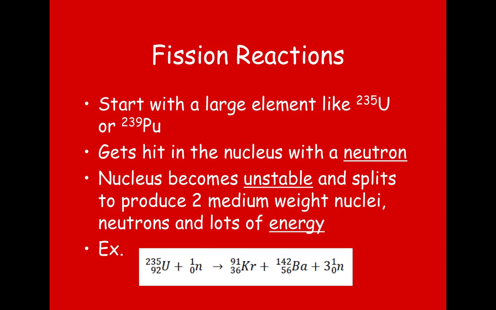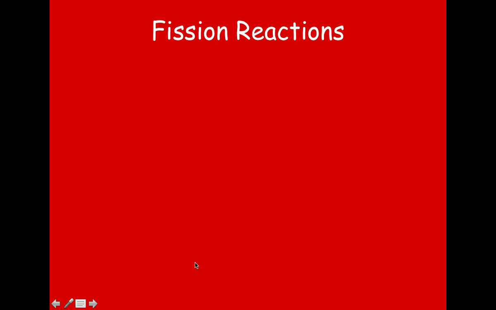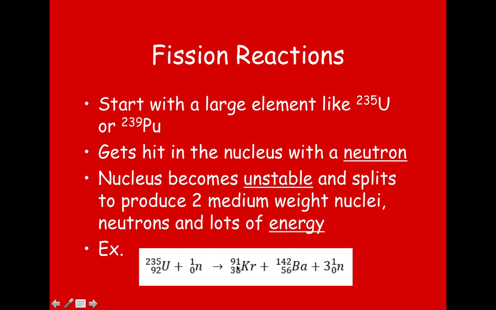So here is an example of a fission reaction. So you can see I'm starting here with uranium-235, and I hit it with a neutron, and I get krypton-91, barium-136, and then I get these extra neutrons. What's not on here is the energy that is released, and that's actually what we end up harvesting or using here for our needs to generate electricity.